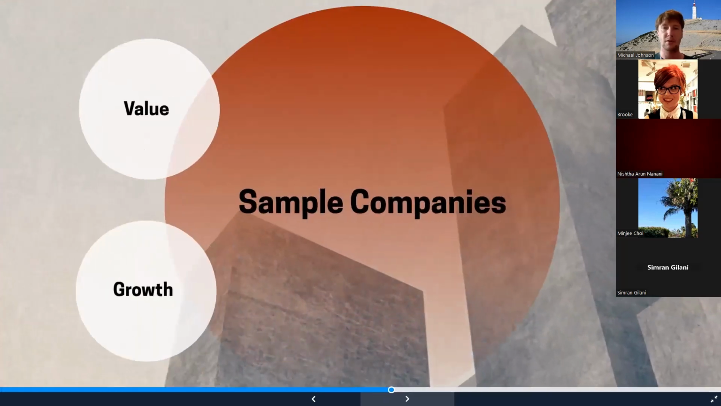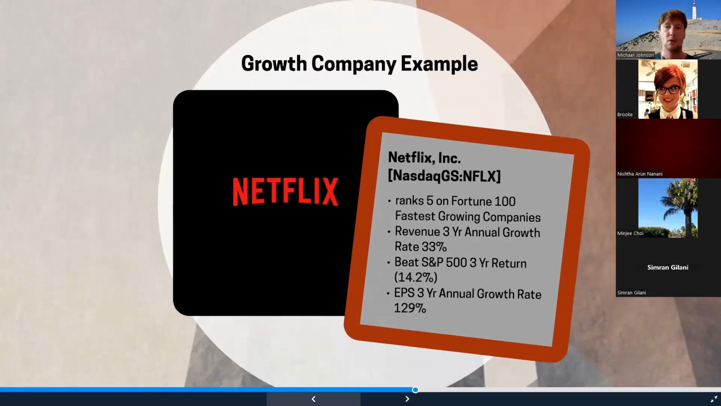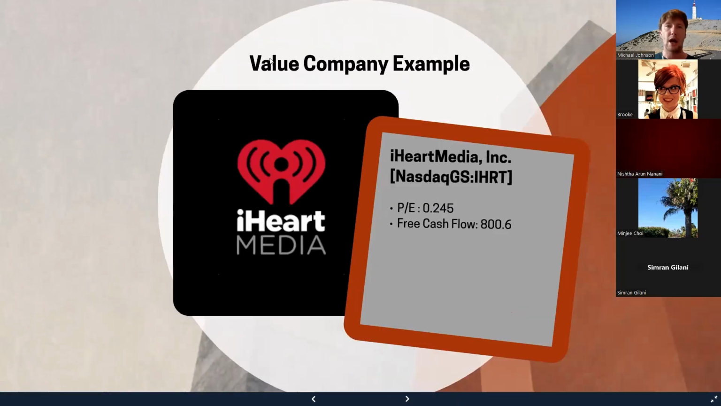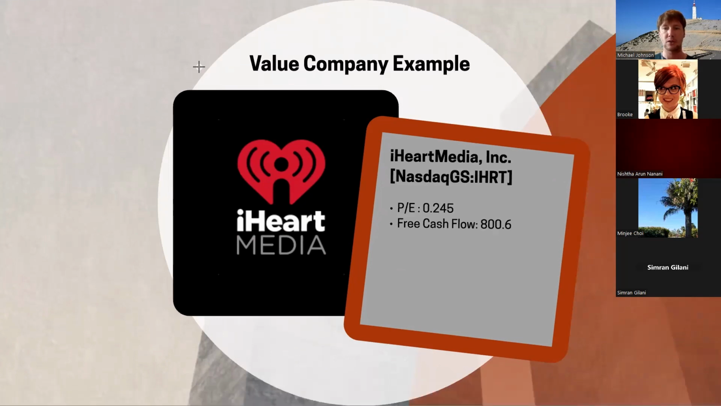So examples, sample companies. Value company example: iHeartMedia Inc. Their price to earnings ratio is 0.245 here, and their free cash flow is 800.6. So that would be a potential example in this case. Let's put this in the chat here. Radio is a good, yeah, so this is a potential example here for a value company.